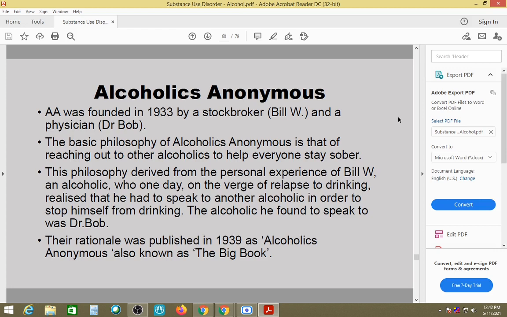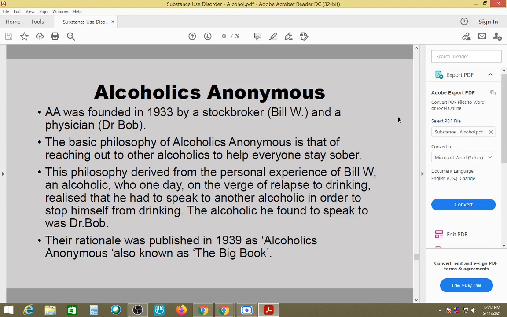Who, one day on the verge of relapse to drinking, realized that he had to speak to another alcoholic in order to stop himself from drinking. So the other alcoholic that he found to speak to was Dr. Bob. Right? So they helped each other. They motivated each other, and they were able to stay sober, and relapse was being prevented. That's why they have the AA. They started the AA group.